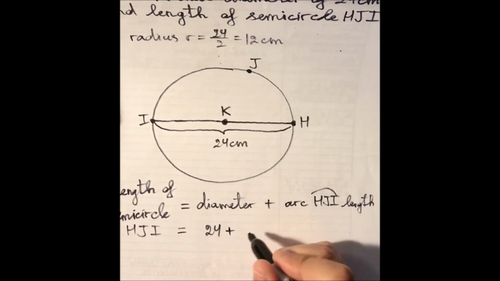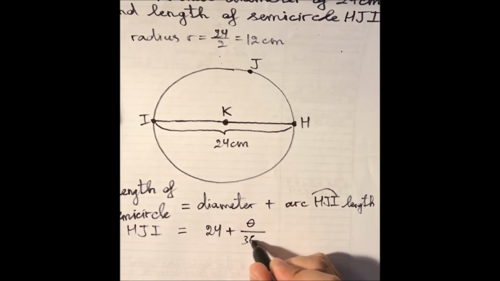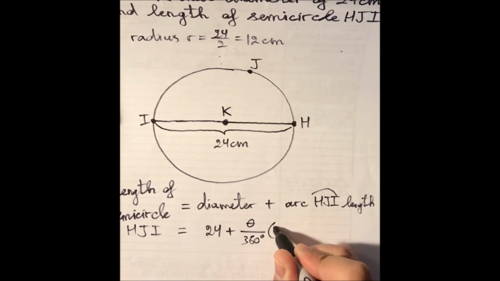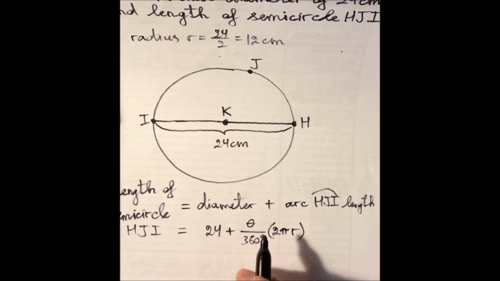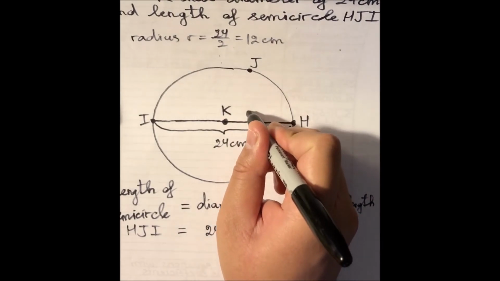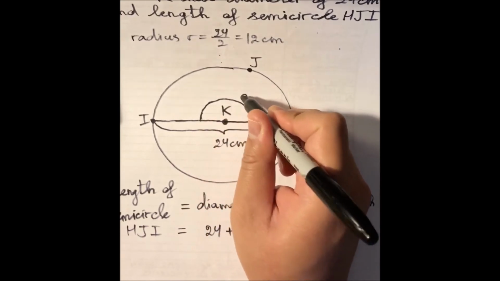Okay, but anyway, we know the diameter is going to be 24, and the arc length of the arc HJI is going to be the central angle theta divided by 360 multiplied by the formula of the perimeter of the circle, which is 2 pi multiplied by the radius. But let's see. The central angle theta here is actually going to be equal to 180 degrees.